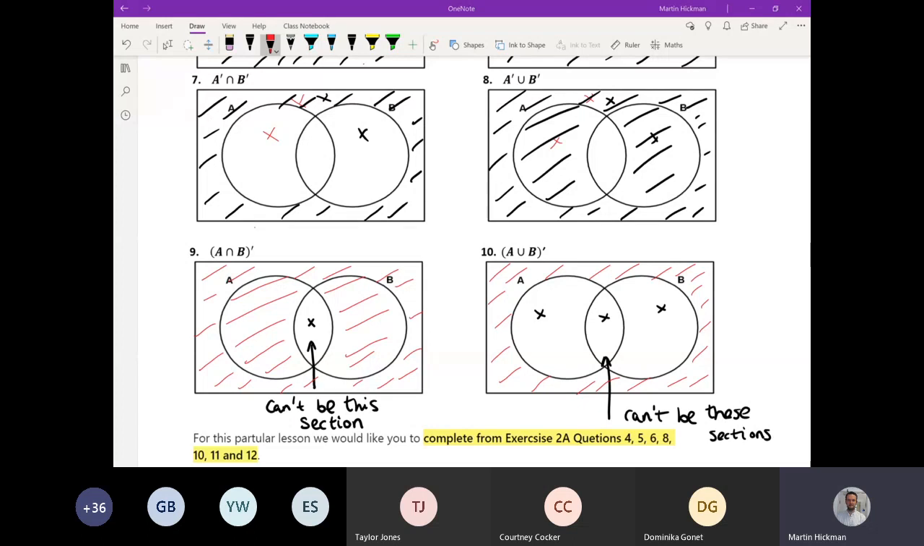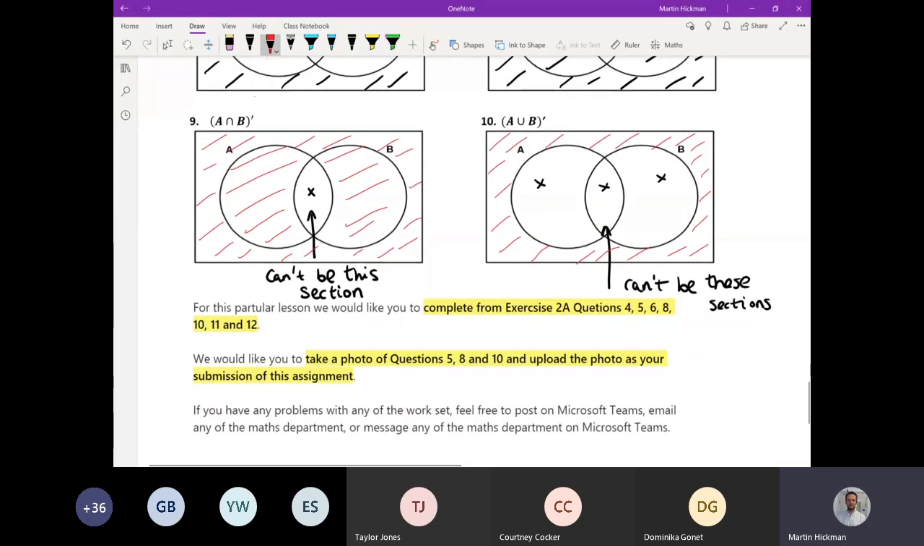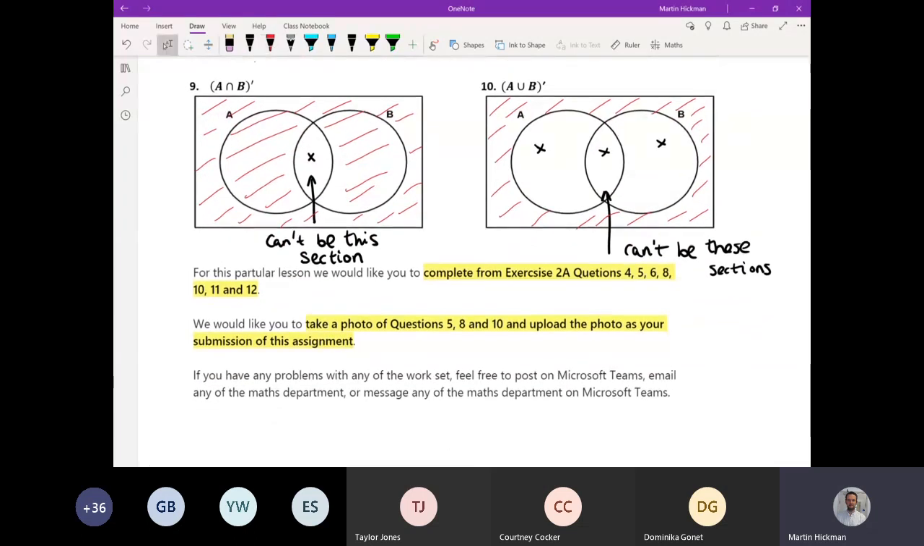I will just check the questions. I haven't got any more questions, but I will stick around just to double check if there's any more. So just in terms of what to do today, what you're going to do now is have a go at exercise 2A that's been attached to this week's assignment for lesson 1. So there's going to be questions 4, 5, 6, 8, 10, 11, 12, which we want you to have a look at. If you could take a photo of questions 5, 8, and 10 and upload that to your assignment.